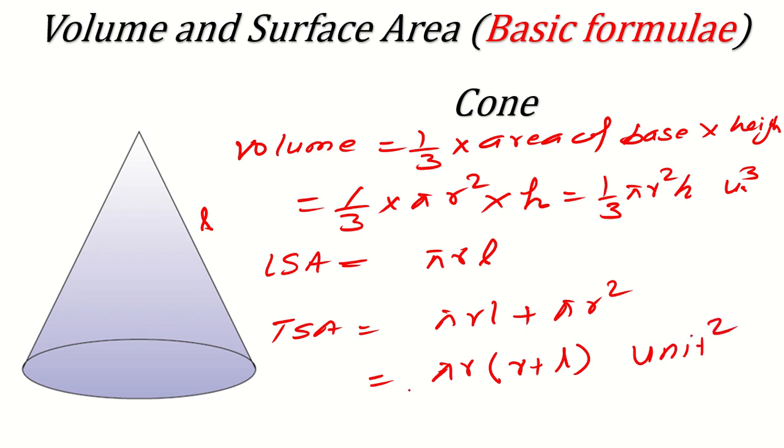So once again, volume of cone is 1 over 3 pi r square h, lateral surface area of the cone is pi r l, and total surface area of the cone is pi r times r plus l. By mistake I wrote something at that time, ignore it.